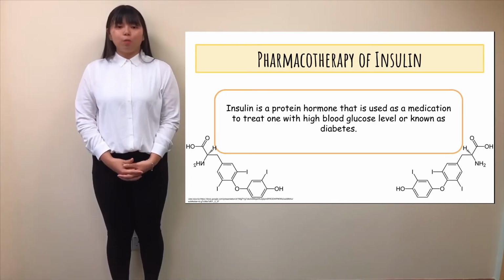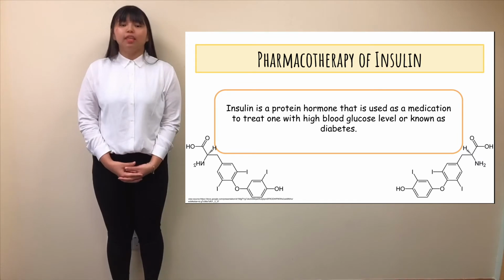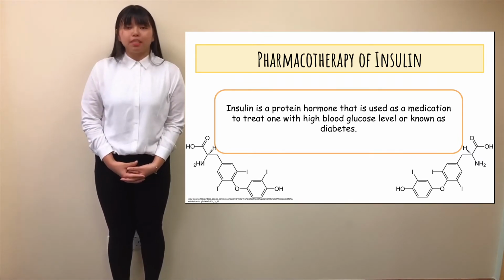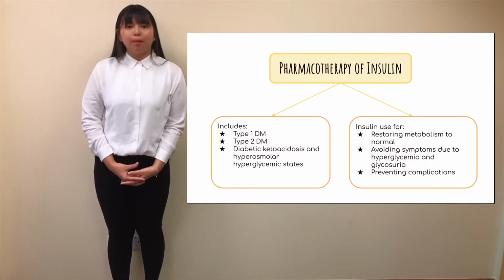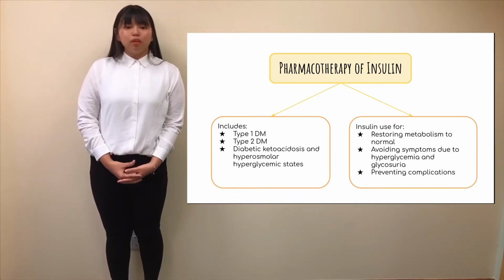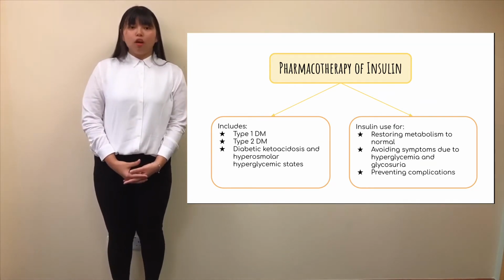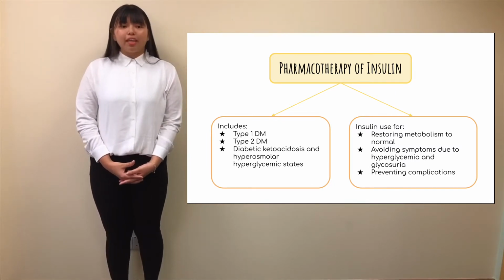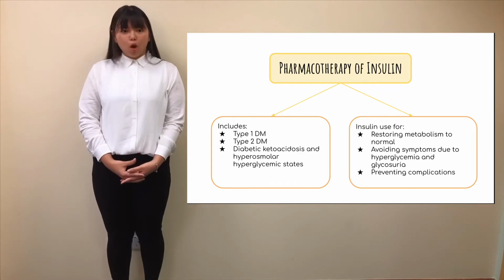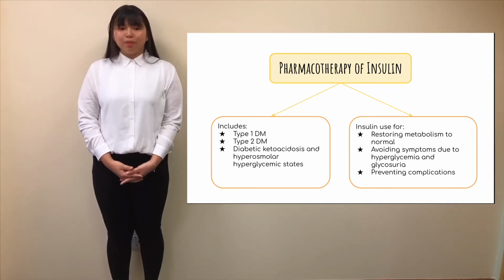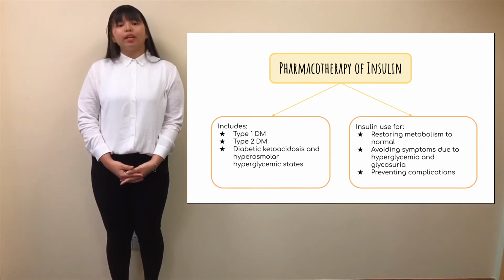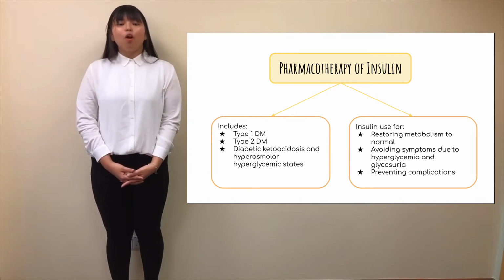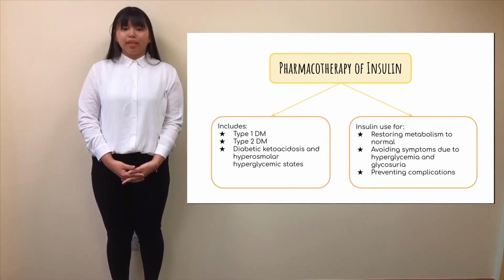Hello, I'm Agnes. Now I will present about the pharmacotherapy of insulin. Insulin is a protein hormone that is used as a medication to treat high blood glucose. This includes diabetes mellitus type 1, diabetes mellitus type 2, gestational diabetes, and complications of diabetes such as diabetic ketoacidosis and hyperosmolar hyperglycemic status. The purposes of insulin are to restore metabolism to normal, avoid symptoms due to hyperglycemia and glycosuria, and help prevent complications.